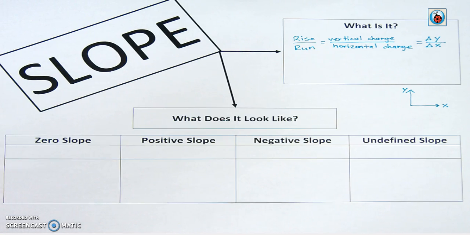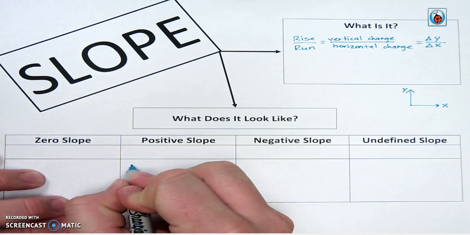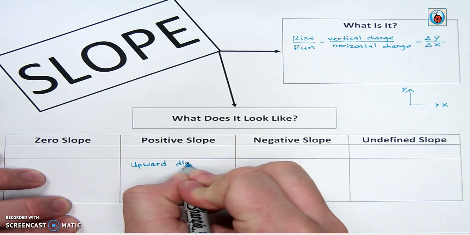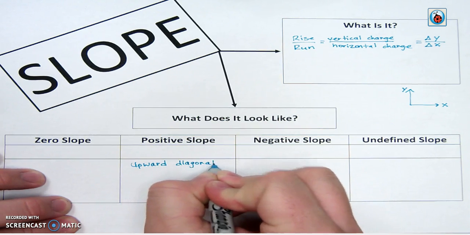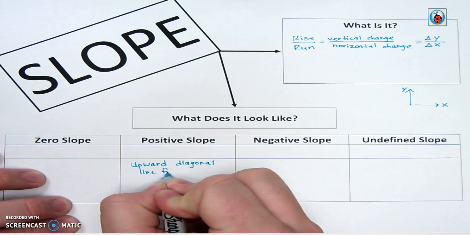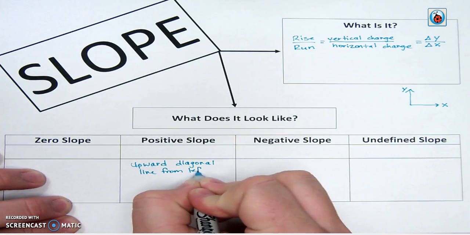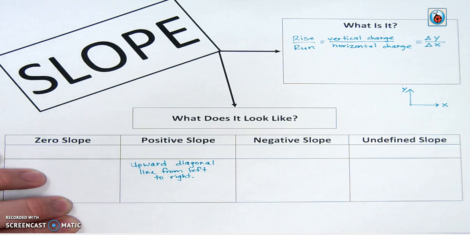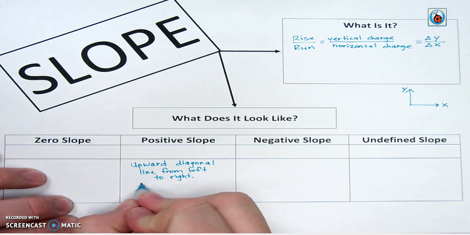And let's start with the easiest one. The easiest one is positive. And we know that positive is kind of uphill. So the way we're going to describe positive is an upward diagonal line from left to right. We always read like a book, from left to right. Okay? And we have some space to put examples. If you need more space, use the space at the bottom.